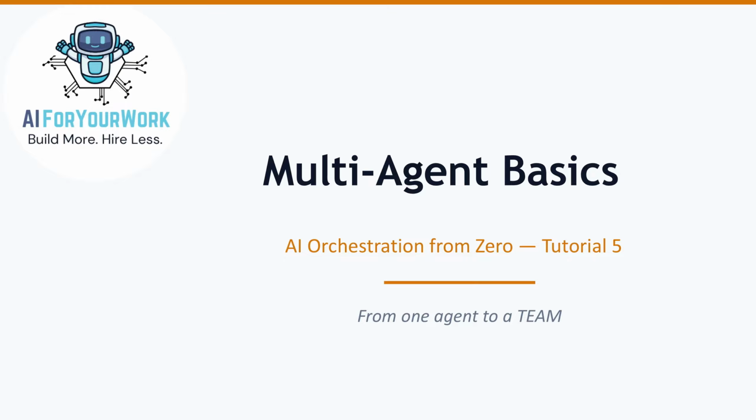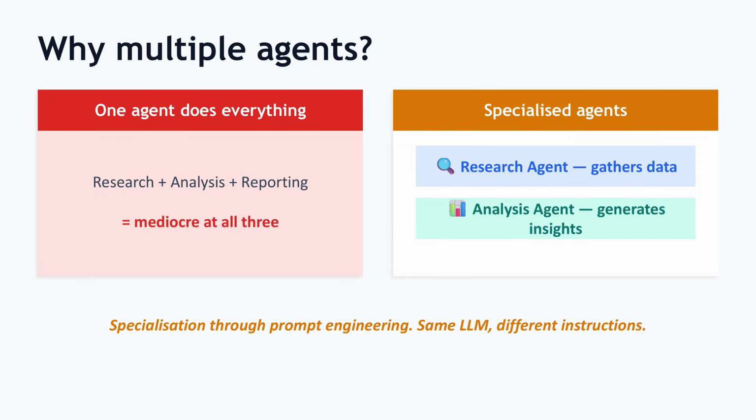Up until now, we've had one agent doing everything: thinking, acting, remembering. Today, we build a team, two agents with different specializations collaborating through shared state. Let's go! In our previous tutorials, one agent did everything.